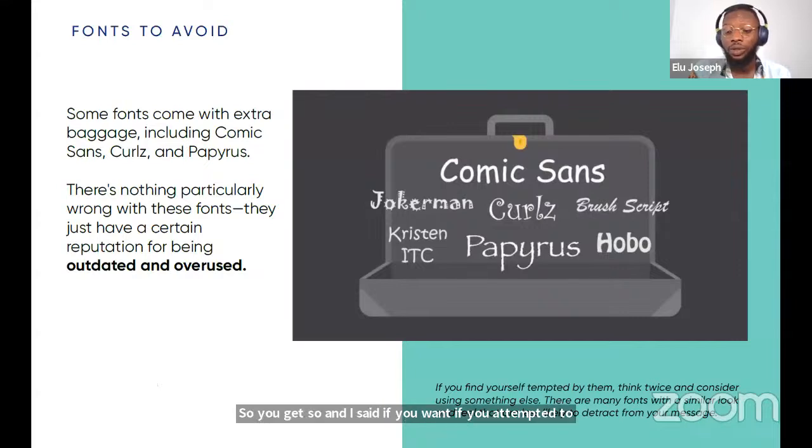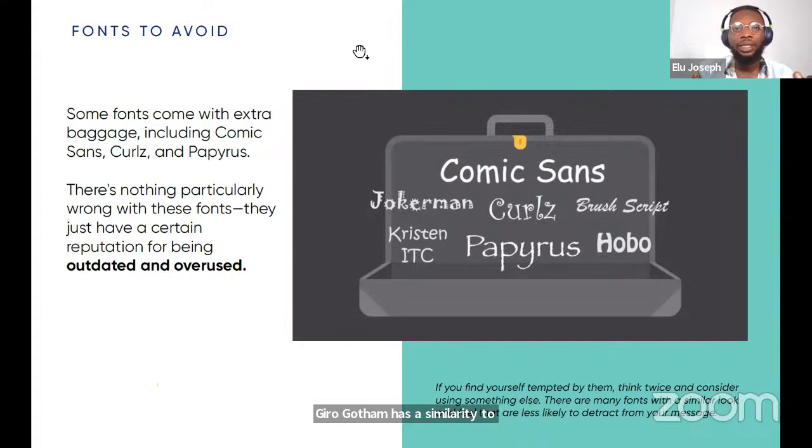And I said, if you're tempted to use them because they are always on your system, you don't have to install them, they come by default, then instead look for modern fonts that look a bit close to them, because there are lots of fonts that look alike. Like the font I used for this slide is Gilroy. Gilroy has a couple of other fonts that look just like it. Gotham has a similarity to Gilroy. Century Gothic has a similarity to Gilroy, right?